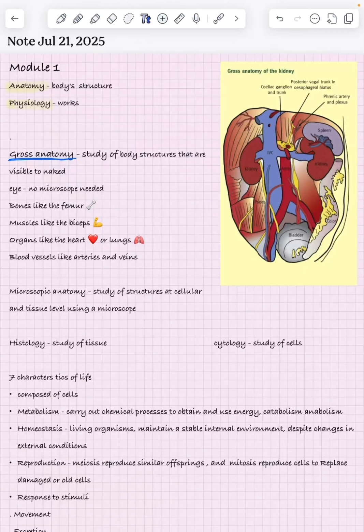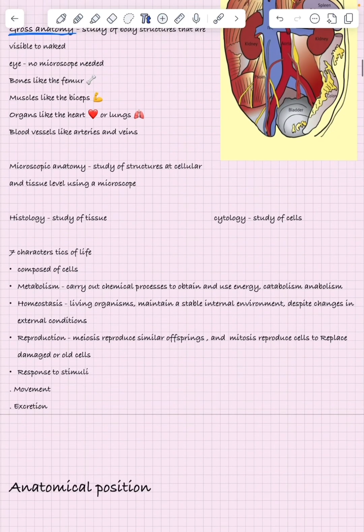The third one is homeostasis. Living organisms maintain a stable internal environment despite changes in external conditions. For example, when our body's too hot, we sweat, and the sweating cools us off. All living organisms reproduce. We use a process called meiosis to reproduce similar offspring, and mitosis to reproduce cells to replace the old and the damaged ones. All living organisms respond to stimuli, and all living organisms move and excrete.